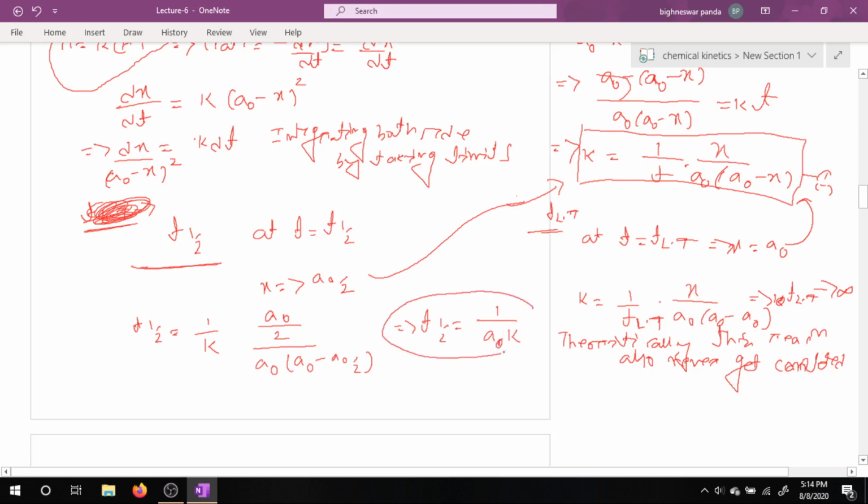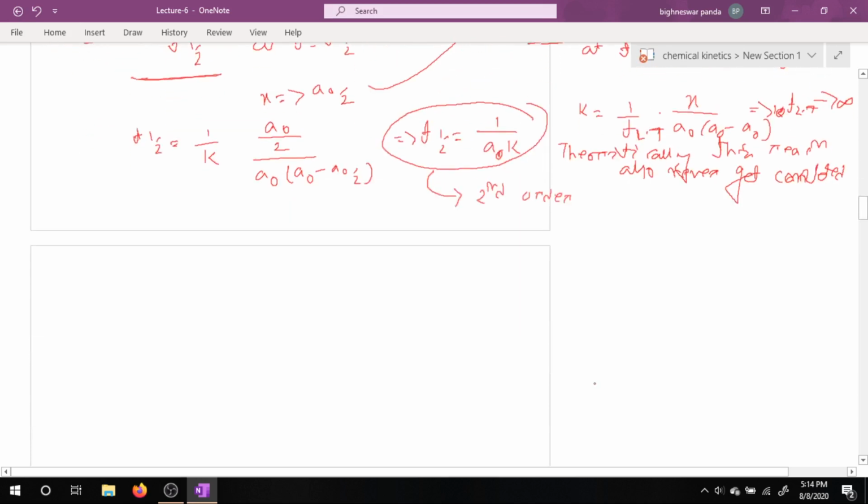The peculiarity about half-life period is that t half is equal to 1 by A naught k. This is for second order. For first order, t half is equal to 0.693 by k, and for zero order, t half is equal to A naught by 2k.